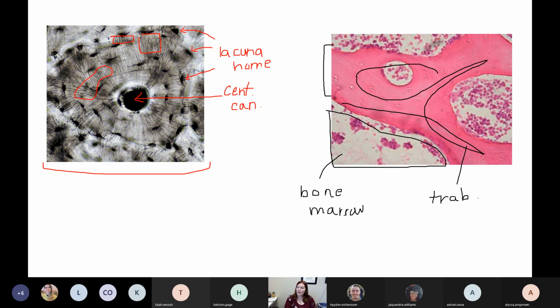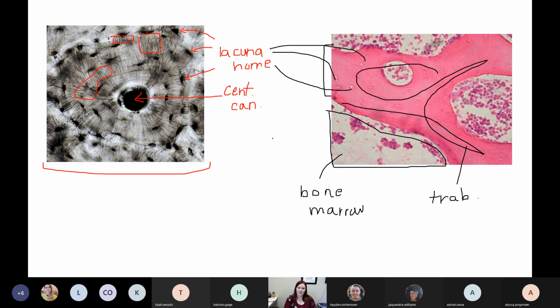I'll mention, by the way, that when you look at spongy bone tissue, we do also see lacuna in spongy bone. We're not going to make you label them on the homework or on the exam, but I'll point it out because we are going to mention this in lecture. These little spots that I see right here, down here, all of those little spots are lacuna. They're homes or empty spaces for the bone cells to live inside of.